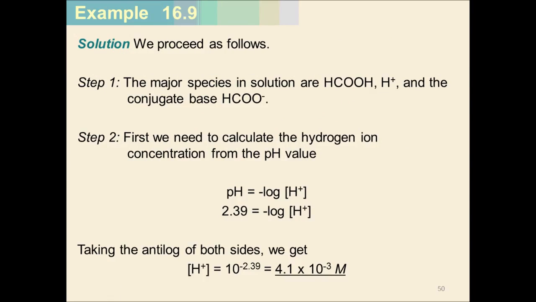So in slide 50, we proceed as follows. Again, you identify the major species: formic acid, hydronium, and your conjugate base. Step 2, calculate the hydrogen ion concentration. Taking the antilog of 2.39, 10 to the minus 2.39, you should, on your calculator, get 4.1 times 10 to the minus third molar.